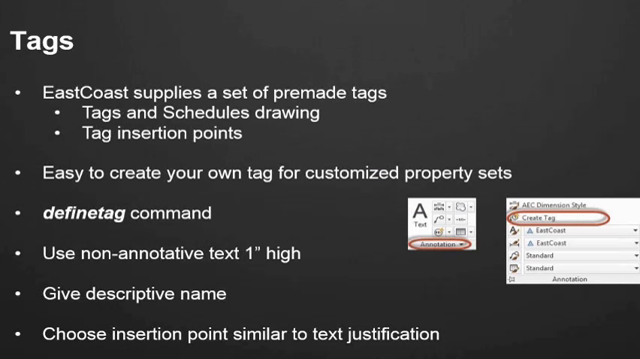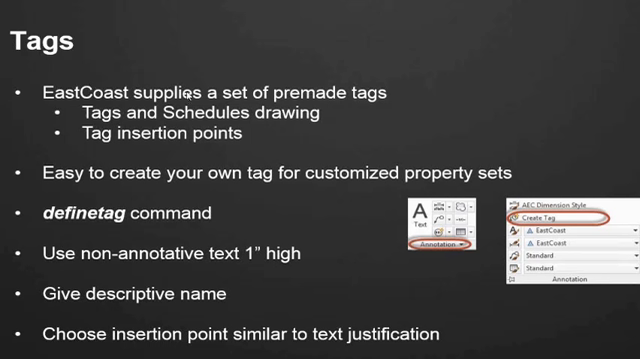What tags generally do is read the property set information that's attached to the object and put it into a text object. It's still a tag and it will automatically update whenever those property sets update, such as an elevation tag that reads the elevation. As soon as the elevation changes, the tag will go ahead and update and reflect that new change.